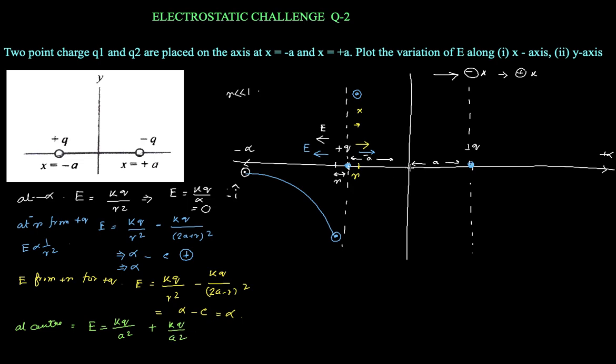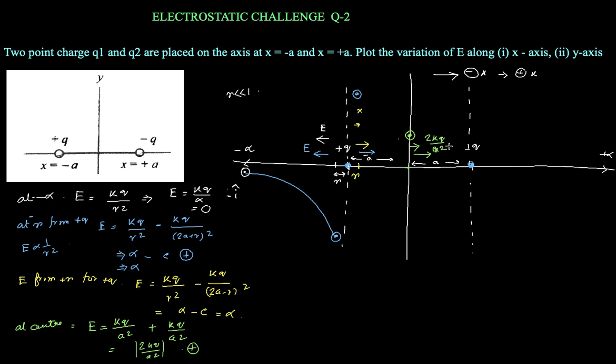Why is it plus? Because at the center, the direction of electric field due to this charge is in this direction. At the center, the direction of electric field due to this charge, minus q, is also in this direction, because this is minus, so electric field is towards the charge, and for plus q the electric field is away from the charge, so both are in the positive direction. So that's why it is nothing but 2kq by a square. This is the magnitude of electric field, and the direction is positive, because both are in the positive direction. So you get one point over here, this point is 2kq by a square.